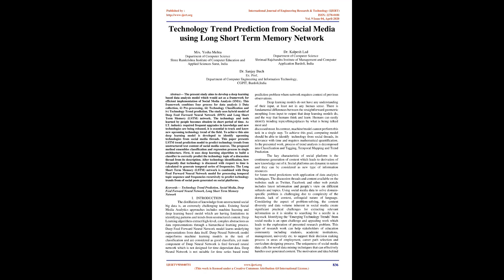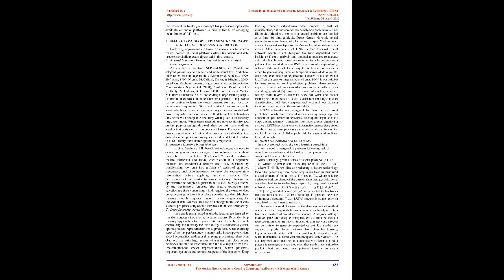The discussion threads and content available on websites such as Twitter, Facebook and other web portals include the latest information and people's views on different subjects and topics. Using social media data to solve domain-specific problems is challenging due to the complexity of the domain, lack of context, and colloquial nature of language. Considering the aspect of problem solving, the content diversity and data volume inherent in social media create significant practical challenges for extracting relevant information, as it is similar to searching for a needle in a haystack.